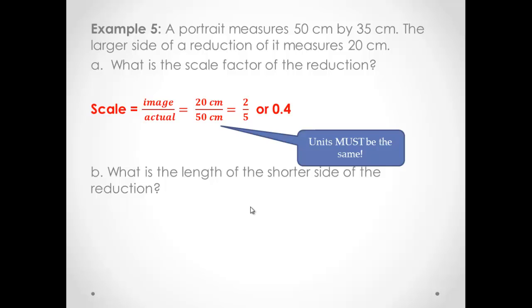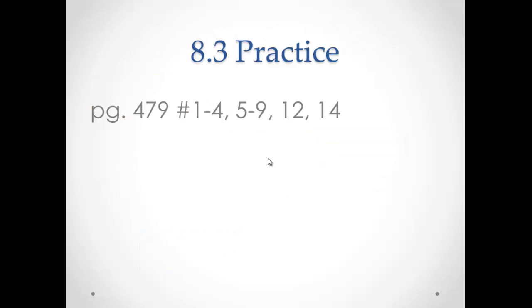The question in part B says, what is the length of the shorter side of the reduction? Well, the actual side of the shorter side is 35 centimeters. We calculated the scale factor, and we will use that. So remember, image equals scale, 0.4, times the object, which is 35. We see that the reduction is 14 centimeters.